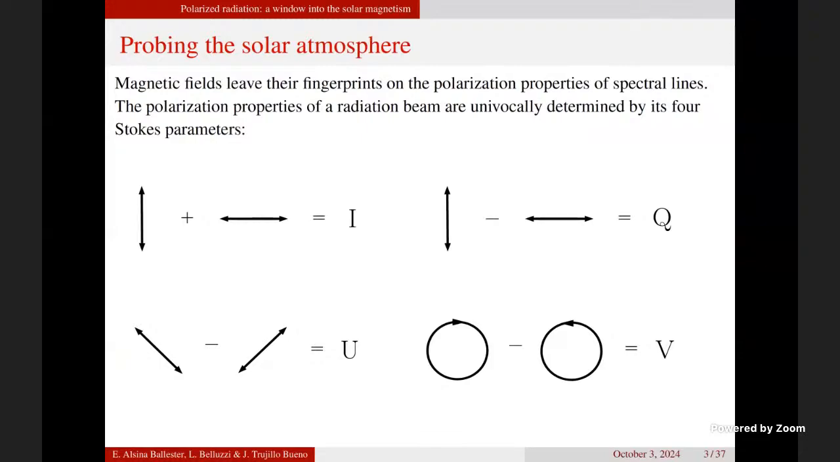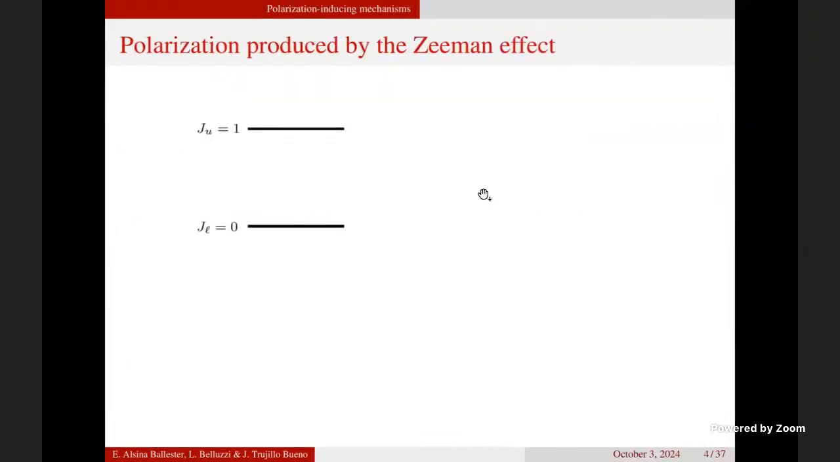Now, there are a variety of mechanisms. Polarization should be expected whenever, in the physical processes that emit radiation, there is some asymmetry, some breaking of symmetry. In this talk, I'm going to focus specifically on those related to magnetic fields. And first of all, I'm going to discuss the polarization produced by the Zeeman effect.